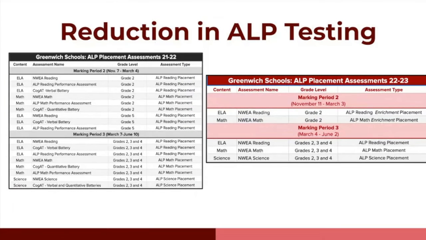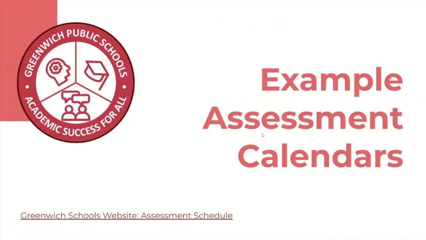Here you can see the significant reduction in testing for potential and existing ALP students. These shifts give back instructional time, reduce testing fatigue, and remove barriers for placement. The next slides will show sample assessment calendars for students in kindergarten, grade 2, grade 5, grade 8, and our 9-12 students. The accompanying document includes charts for every grade level, which can also be found on the district assessment website.